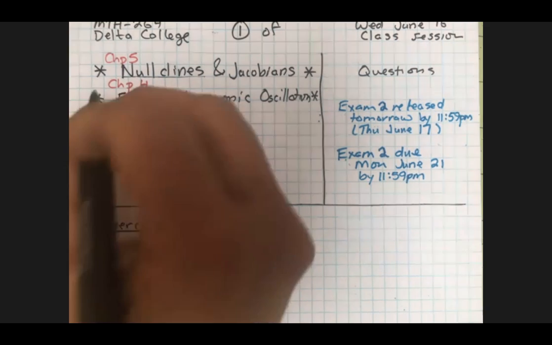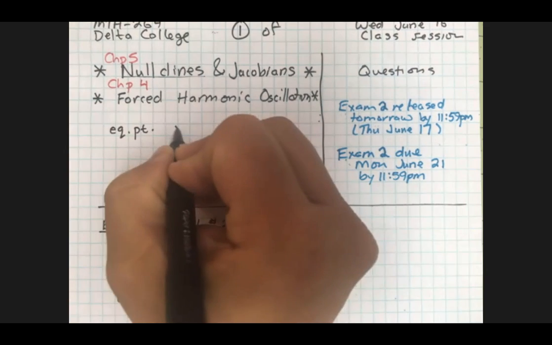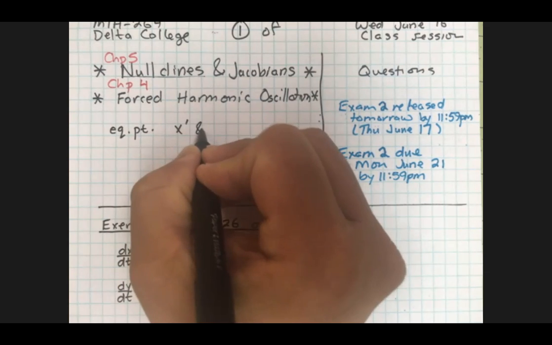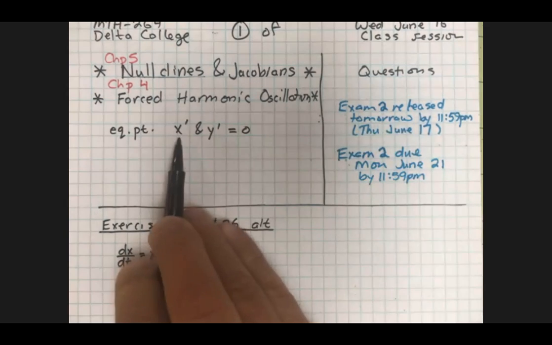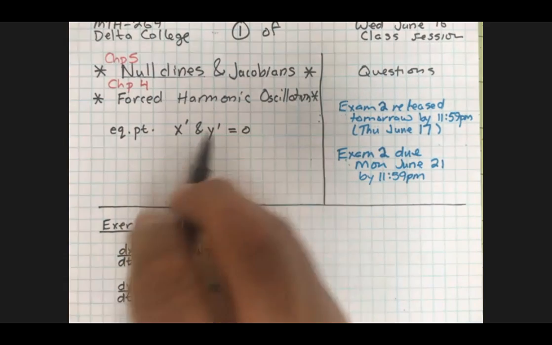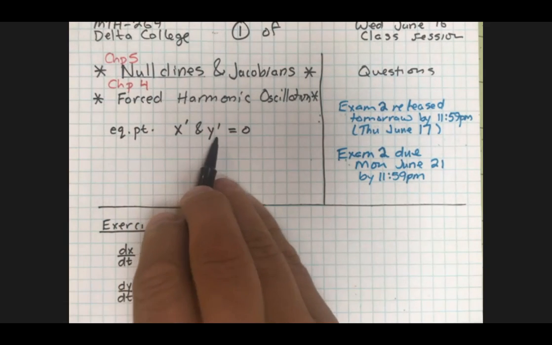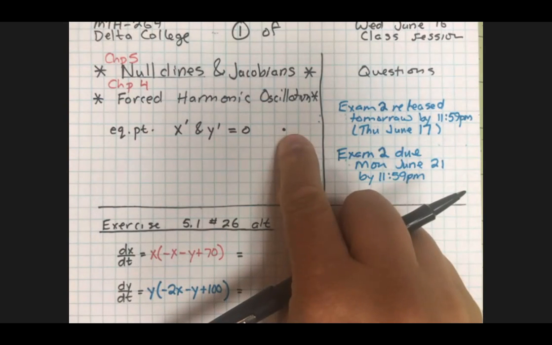Now, an equilibrium point is when x prime and y prime equal zero. And in plain English, what is x prime? Change in the x direction. So an equilibrium point is when you have no change in the x direction, no change in the y direction. You're just sitting there at a dot. But you can abstract that slightly and get some benefits.